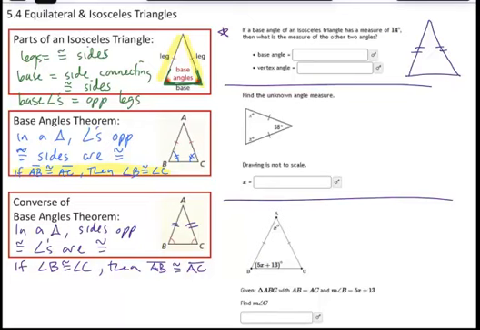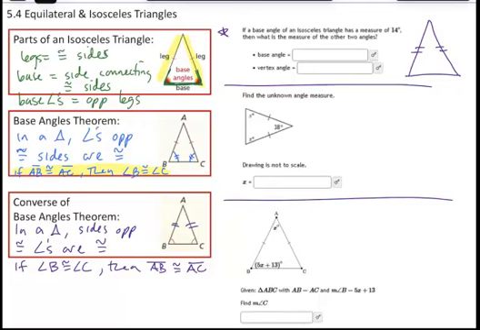Now, most of the time when you sketch an isosceles triangle, they tend to look like this. It doesn't mean that it can't be drawn like an ice cream cone or drawn on its side, but this is the general way. Base angle doesn't mean it's the bottom angle. Base angle means that it's opposite the congruent sides.